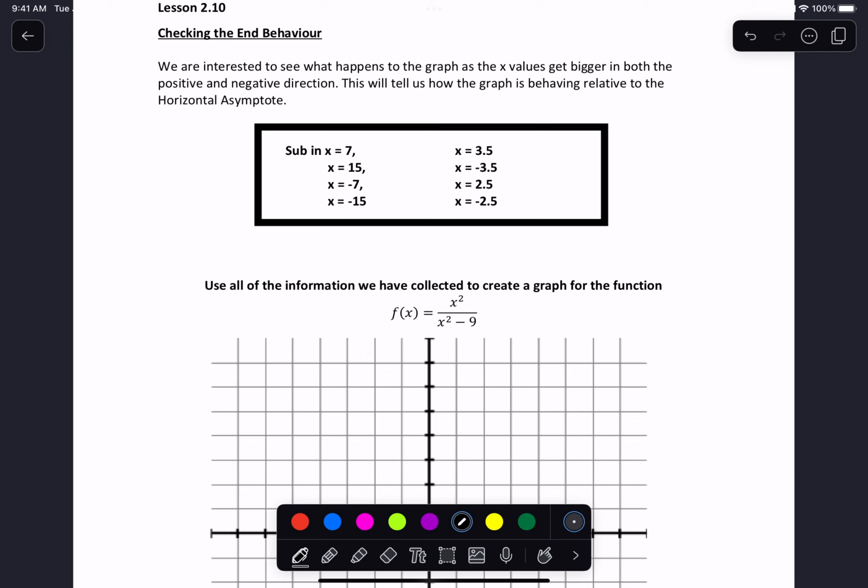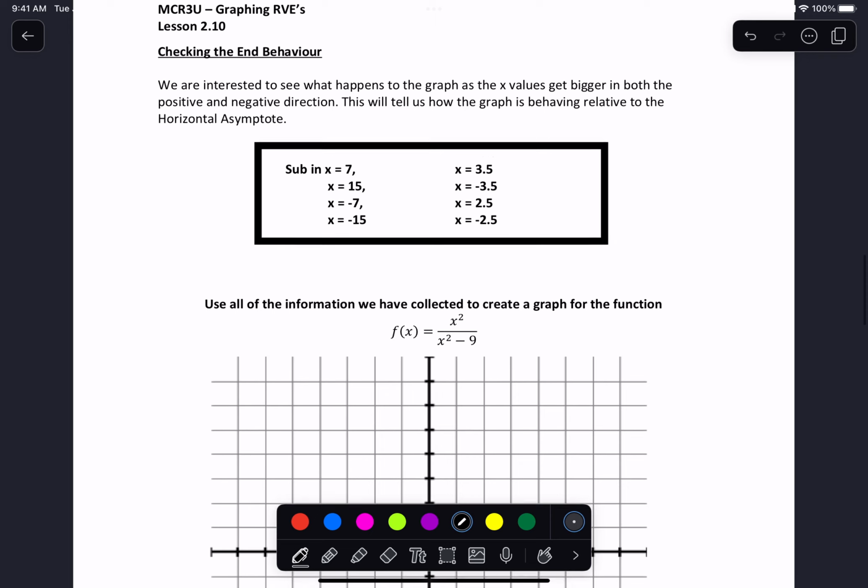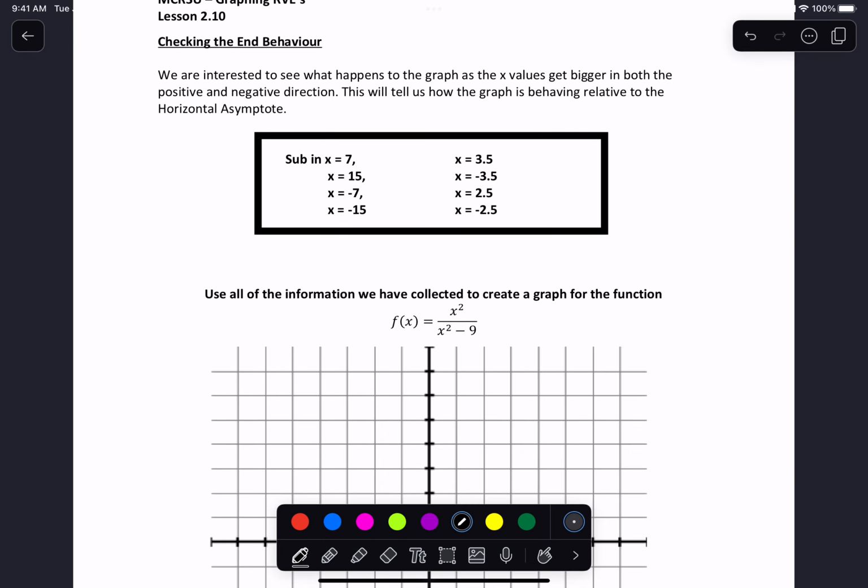So we're going to pick. I think the first column is just some numbers that we can pick. The second ones are maybe a little bit more geared towards what our restrictions were.